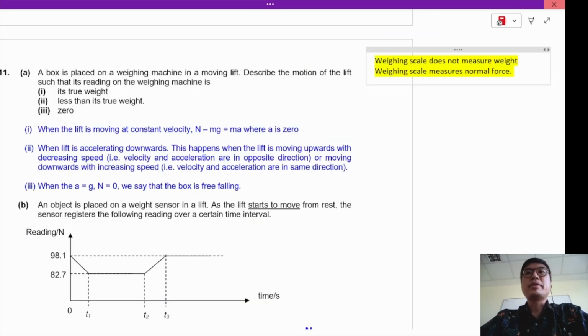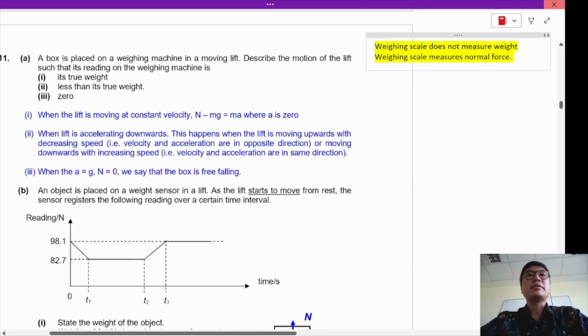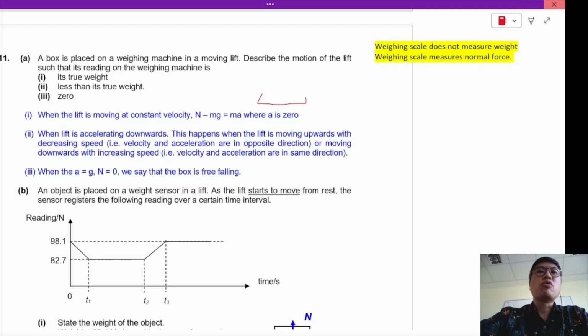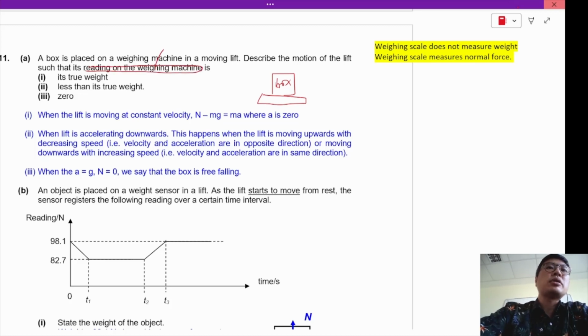For question 11, we need to understand the concept that a weighing scale does not measure the weight of an object. What the weighing scale actually measures is normal force. So a box is placed on a weighing machine in a moving lift. Describe the motion of the box if the reading on the weighing machine is its true weight. Now I want you to circle the words reading on the weighing machine and change them to normal. That way, we are able to understand the question a lot more easily.